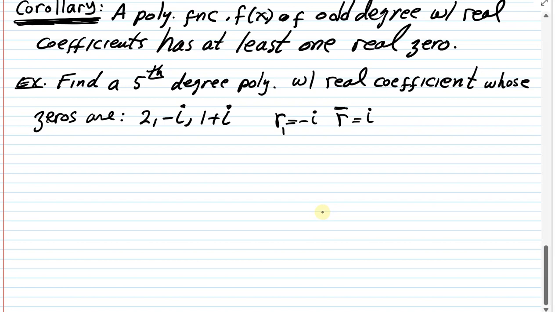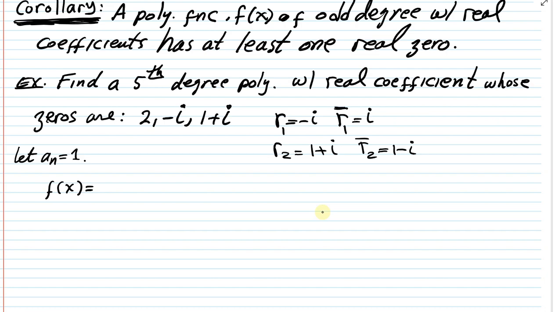Call it r1 and r bar 1. The other complex 0 we are given is 1 plus i. Therefore, its conjugate has to be a solution, and those are the 5 roots of this 5th degree polynomial. Now, for simplicity, always we let the leading coefficient be 1. You can let it be anything, so the answers here will not be unique, but let's agree to let the leading coefficient be 1.